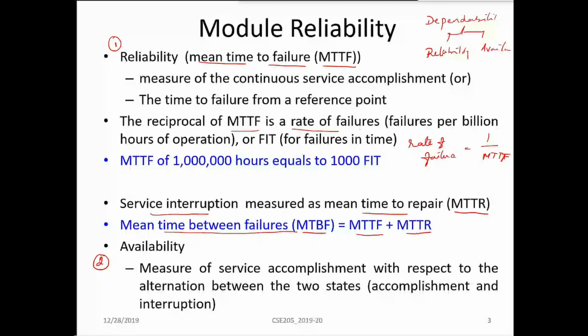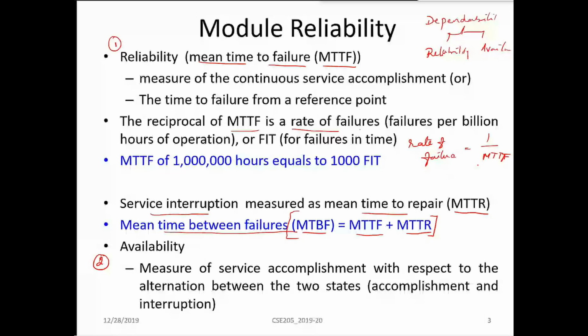So remember this: the mean time between failures is from when it started failing to when it is repaired. Between those will be your mean time between failures. These are all the things associated with reliability. Reliability is MTTF, the rate of failure is equal to 1 by MTTF, the reciprocal, and mean time between failures is mean time to failure plus mean time to repair. So these three things are associated with reliability.